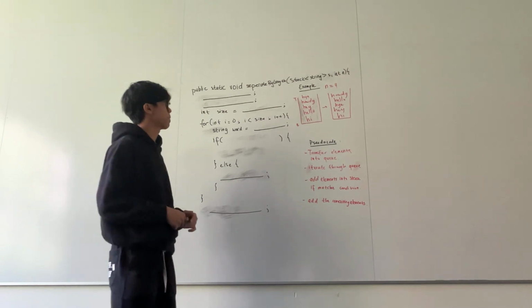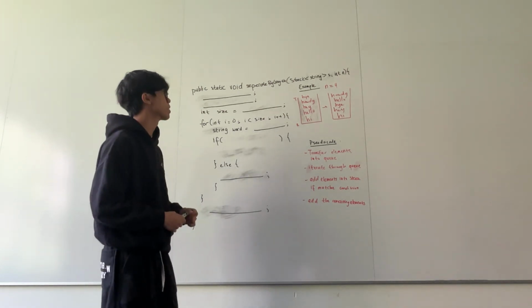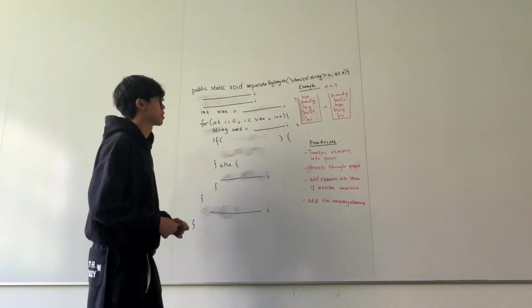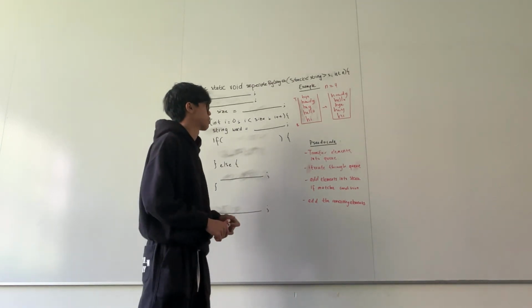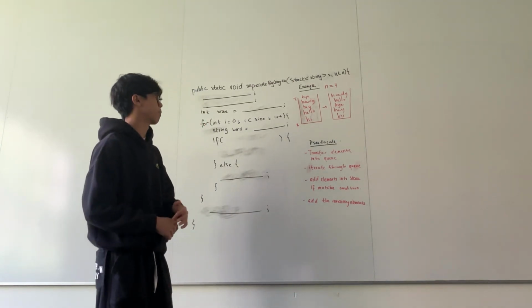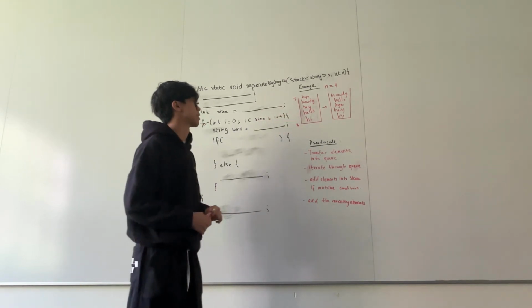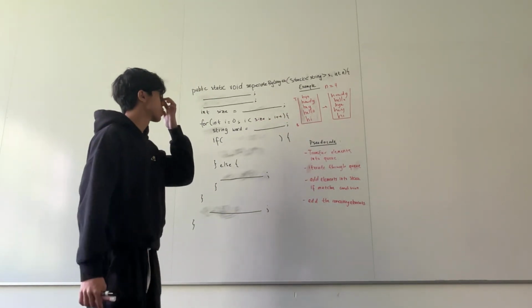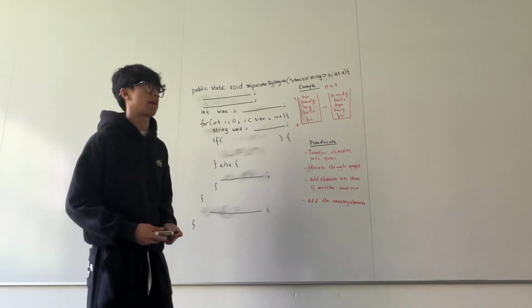So, as specified by our spec, we are given a stack of strings and an integer n, and we are tasked with writing a function that rearranges the elements inside the stack, such that those with length less than n appear at the bottom of the stack, and those that have length larger than or equal to n appear at the top of the stack. So, let's walk through an example to better understand our spec.